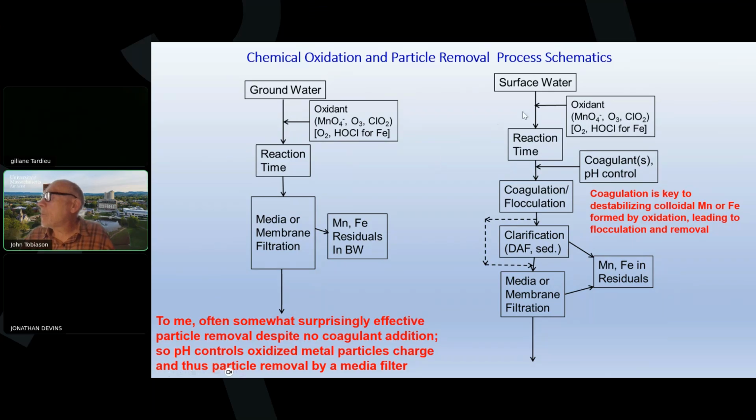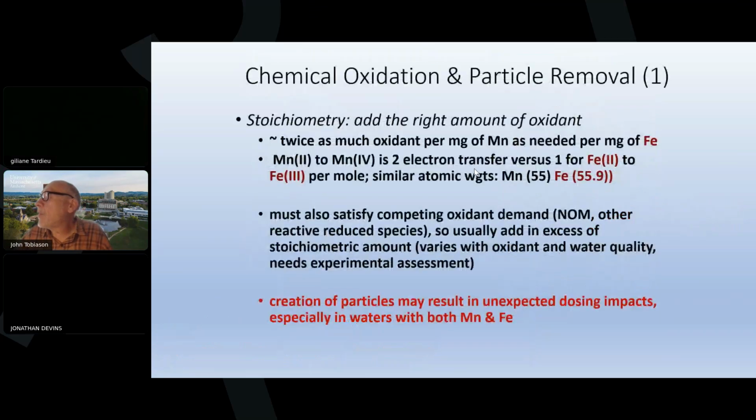On the surface water side, we have a similar thing. We have strong oxidants and weak oxidants. We give reaction time, but often there we're adding a coagulant and doing some pH control, and then coagulation, flocculation, and then particle removal. And the key there is to use coagulation to destabilize colloids of manganese, for example, that get created, and remove them. So the two parts about chemical oxidation and removal are basically how much and how fast.